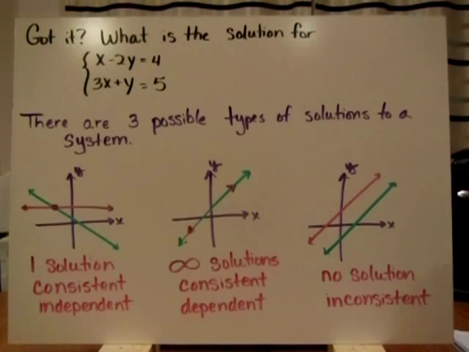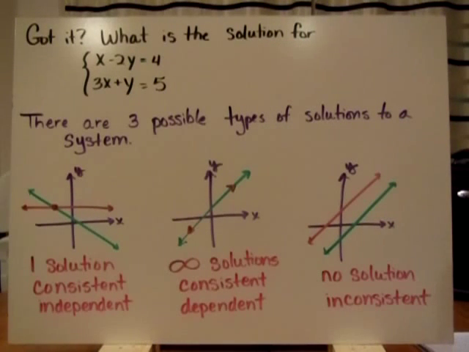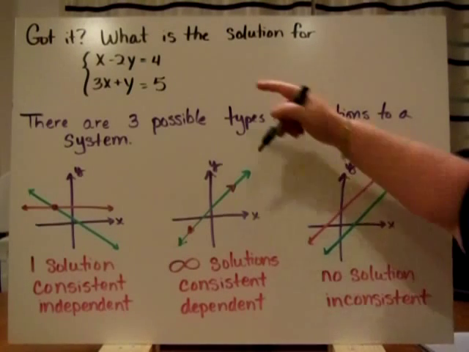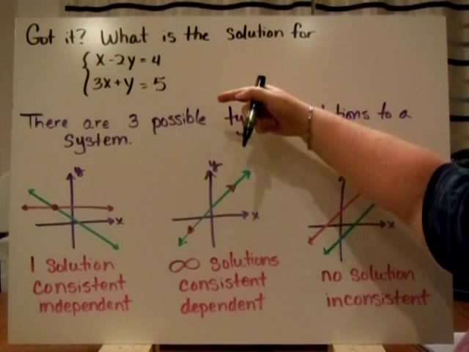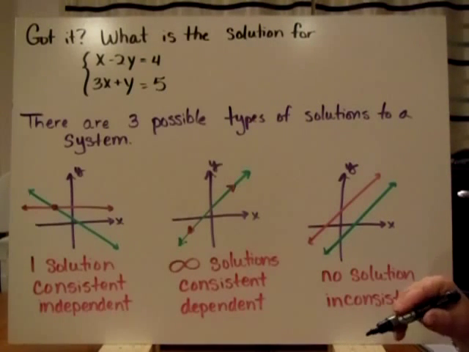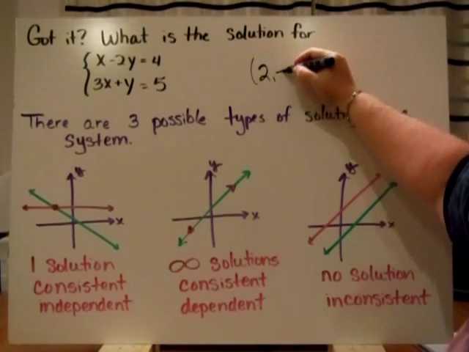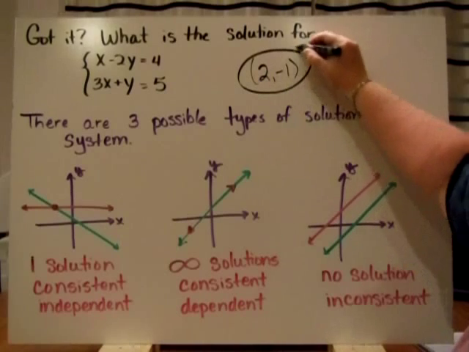So your guided is what is the solution for the system x minus 2y equals 4 and 3x plus y equals 5. And you want to solve those for y, graph them, find the point, just like we did in the problem before, and your answer will be the point 2, negative 1.